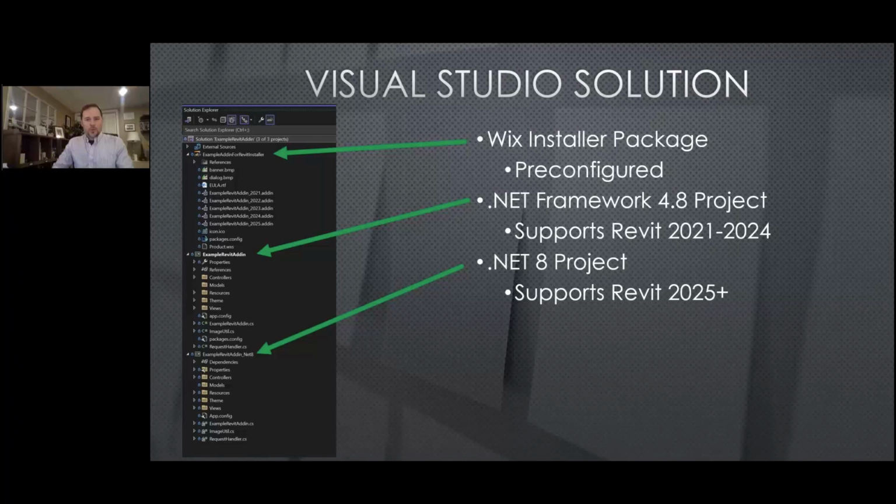Inside of this Visual Studio solution, you'll see 3 projects. All the way at the top, that's the installer. It's only at the top, I think, because of alphabetical order. That installer, again, is pre-configured. It uses the Wix platform, just an add-in for Visual Studio. Under that, Example Revit Addon, that project is for .NET Framework 4.8, and this supports Revit 21 through 24. Now, with 2025 coming out that uses .NET 8, we need a separate project for that.